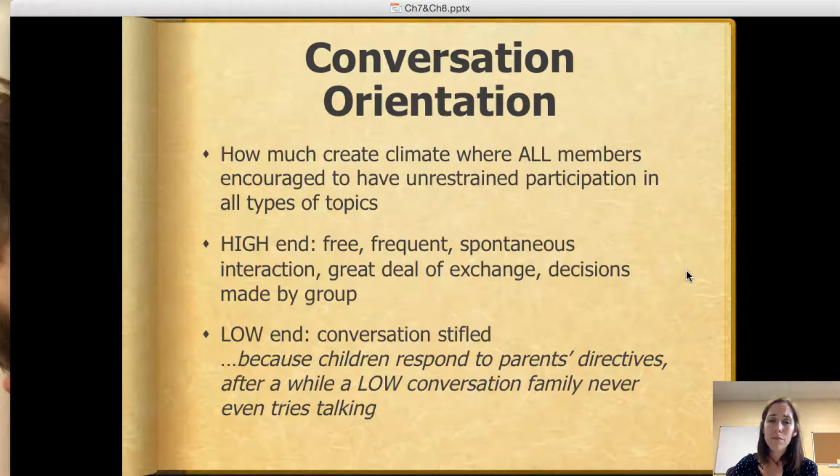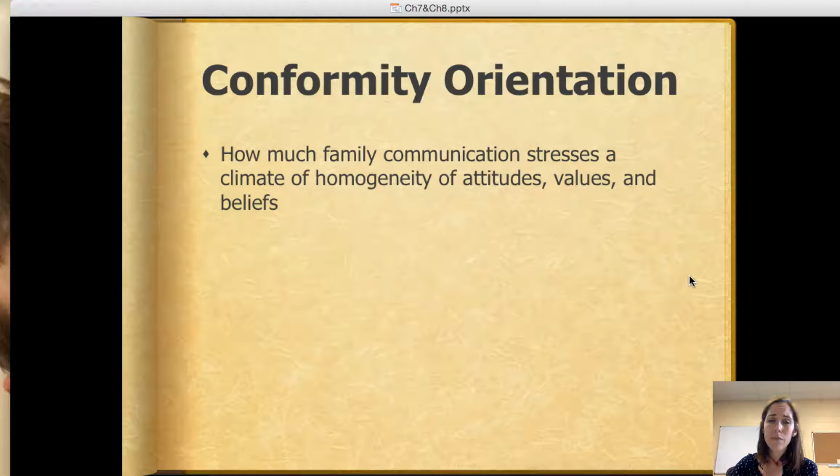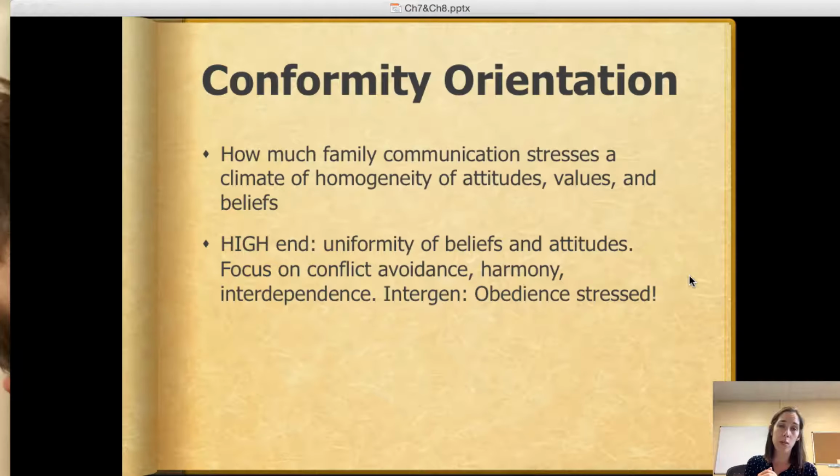So that's the continuum. That's the amount of openness that's encouraged in a family, which is conversation orientation. Now, conformity orientation is how much a family stresses the homogeneity of values, beliefs, and attitudes. Homogeneity means we're all on the same page. So in a family that's high in conformity orientation, the parents really set the tone: in our family, we all agree. We have the same way of thinking, the same beliefs, attitudes.